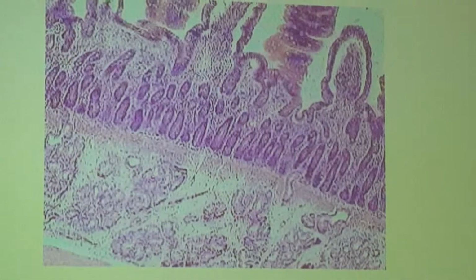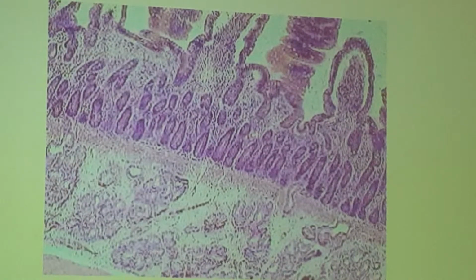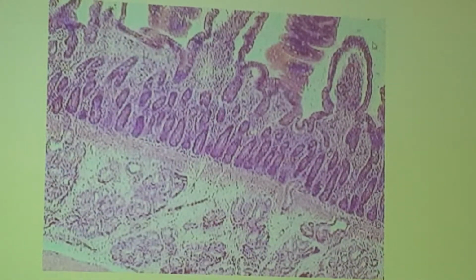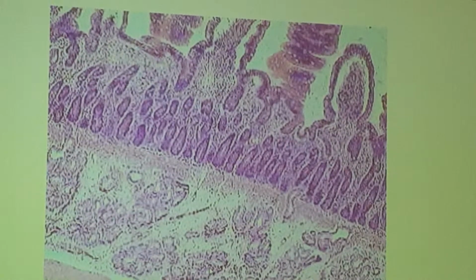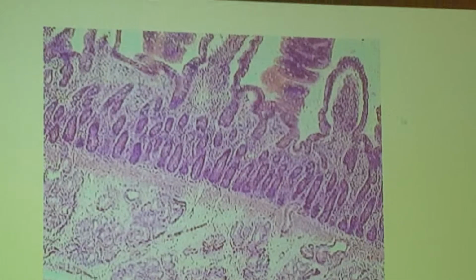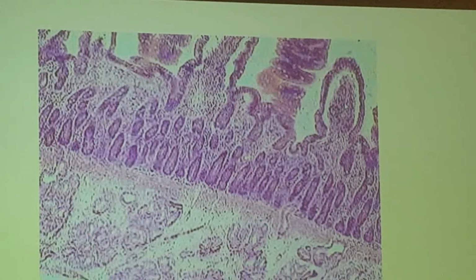Number 1, I said to name the organ. That's the duodenum. You recognize it as duodenum because you see a villus, that means it's small intestine. And then you look down here and you see duodenal glands, therefore it's duodenum. Number 2, I pointed here and said name the layer. That was right here. That's the lamina propria.